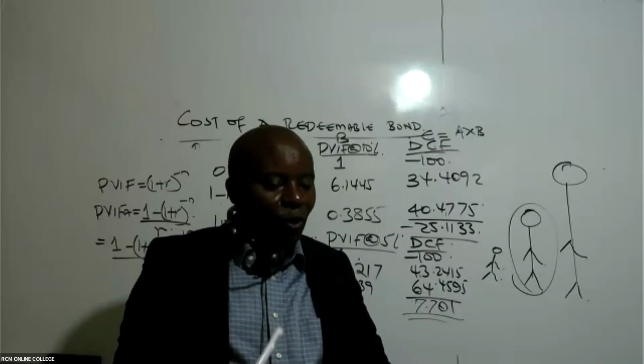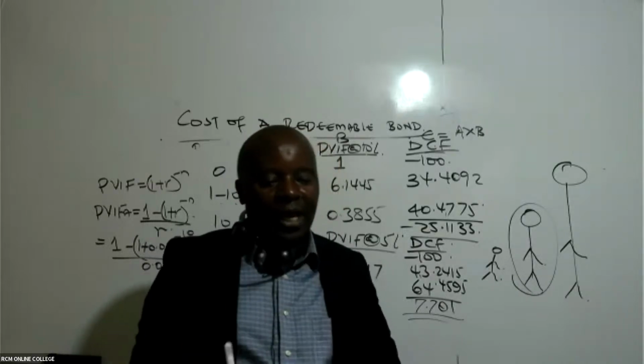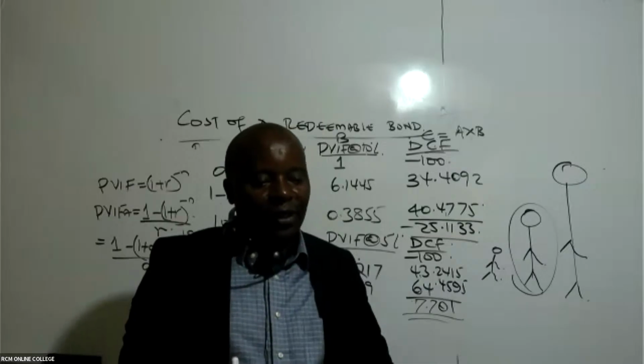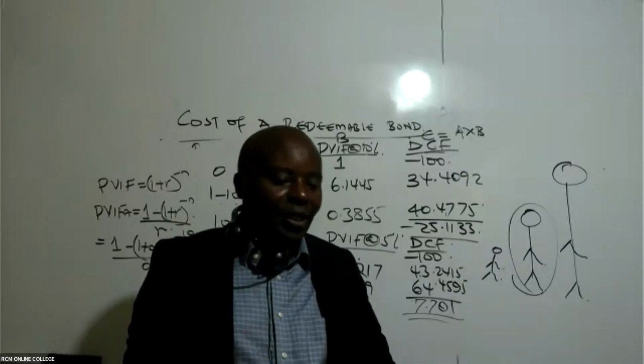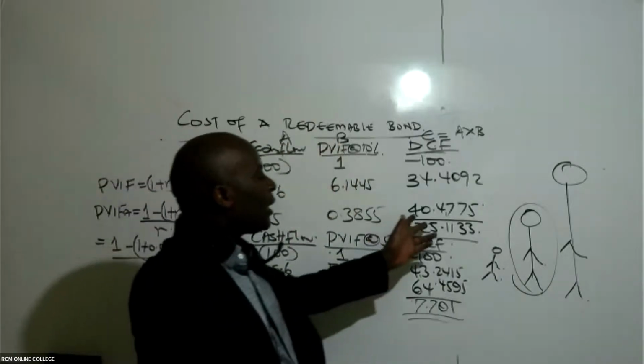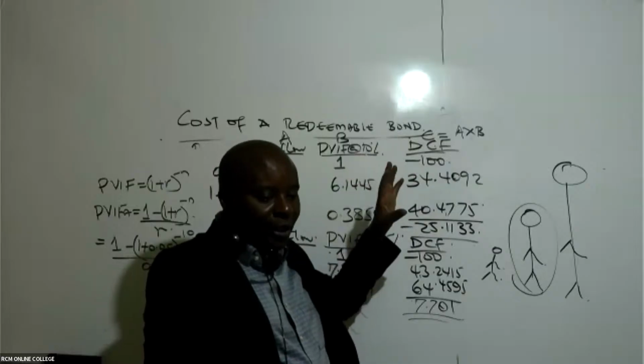Because if you try 20%, then you're going to get into more negative, into a bigger negative. You can try this in your own time. If you try 20%, you will get like negative 40.